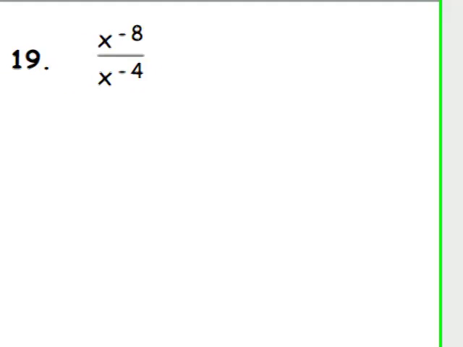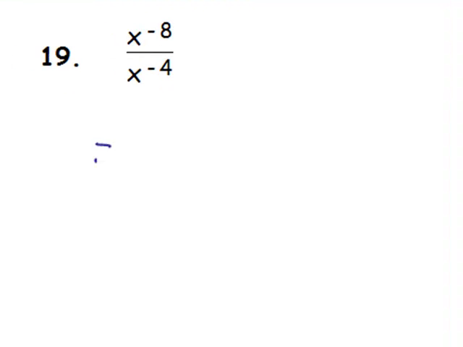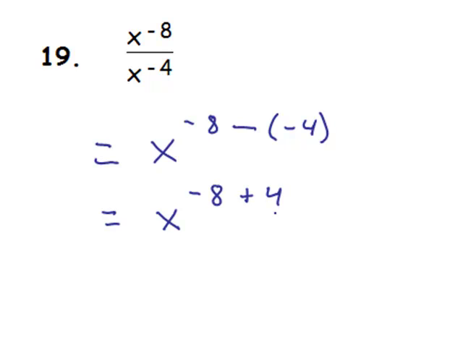For number 19, we have a division, so we use the quotient rule. And we've got to be very careful with all these negative signs, because the first thing is it's negative 8, but then the quotient rule says we subtract the denominator exponent, negative 4. Before we do anything else, I'm going to rewrite that as negative 8 plus 4. And that is x to the negative 4th power, which is 1 over x to the 4th.